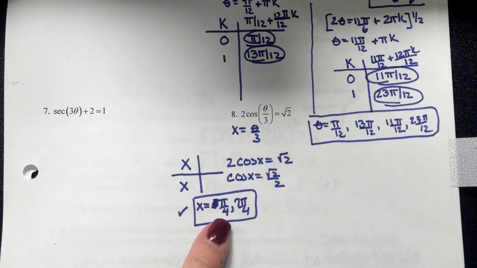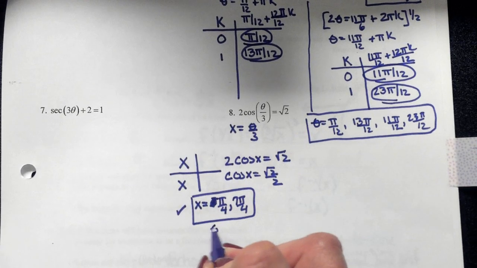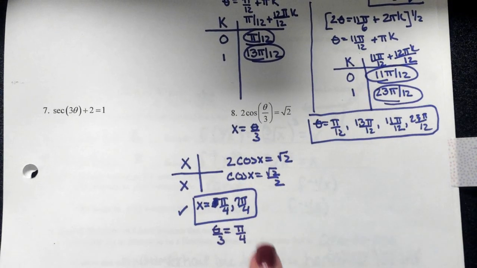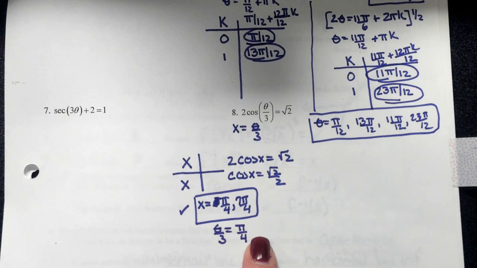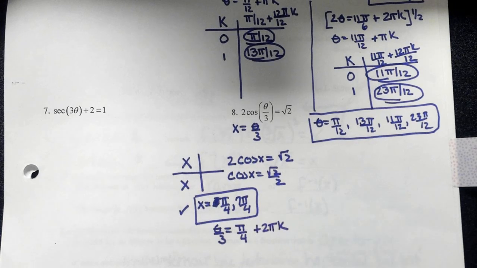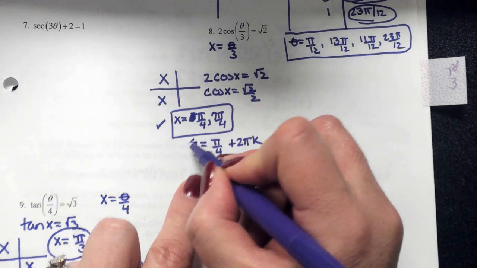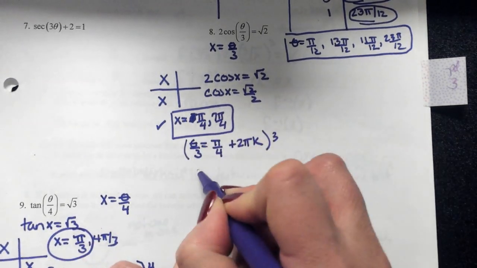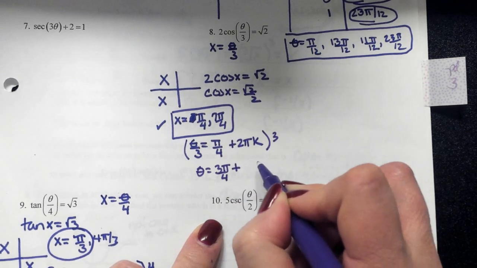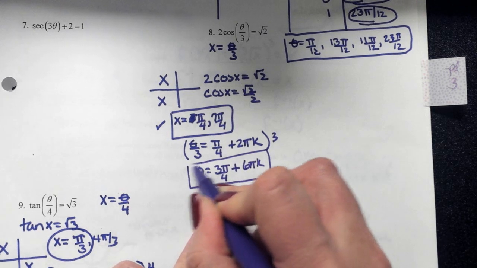So let's work on pi over 4 first. So again, bring back in your theta over 3. So theta over 3 is equal to pi over 4. Is this a plus pi k or plus 2 pi k? 2 pi k. So to solve for theta, what am I going to do to this equation? I'm going to multiply everything by what? 3. So theta is equal to 3 pi over 4 plus what? 6 pi k. There's my generalization.